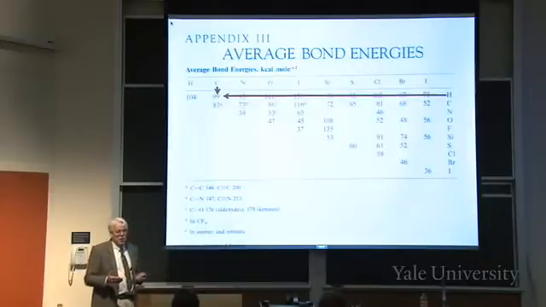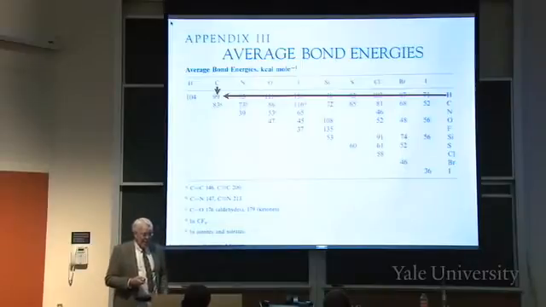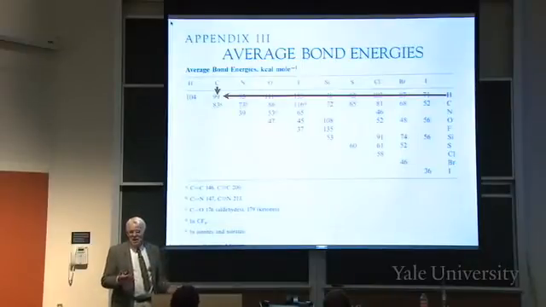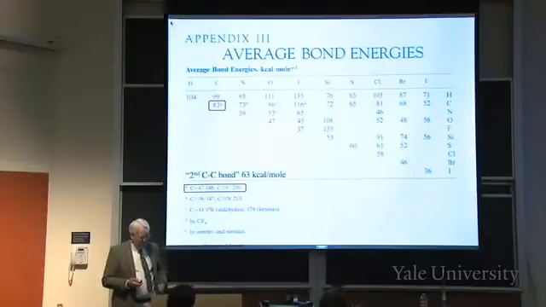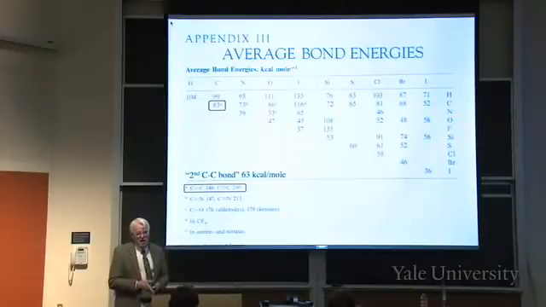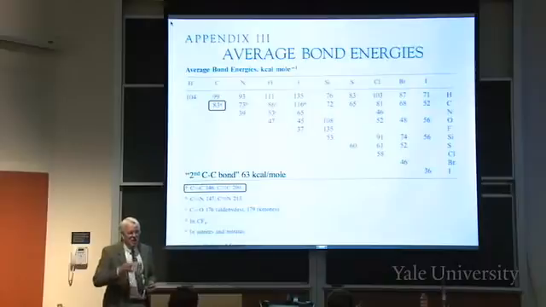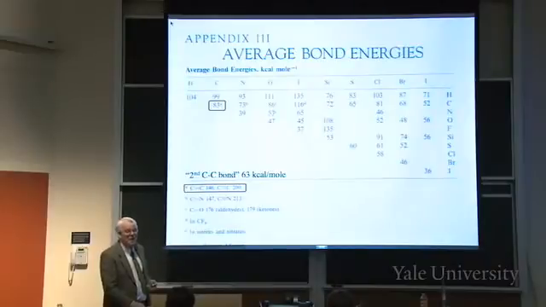So here are average bond energies in a table that you have at the end of this organic chemistry text, and it says a carbon-hydrogen bond is 99, and now you see where we get that. And you see that a carbon-carbon bond is 83, but the second bond in a double bond is only 63, right? Why is the second bond of a carbon-carbon double bond weaker than the first?